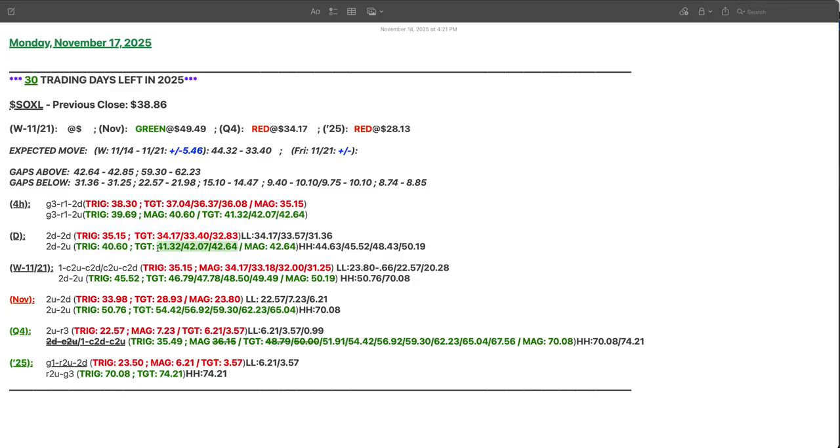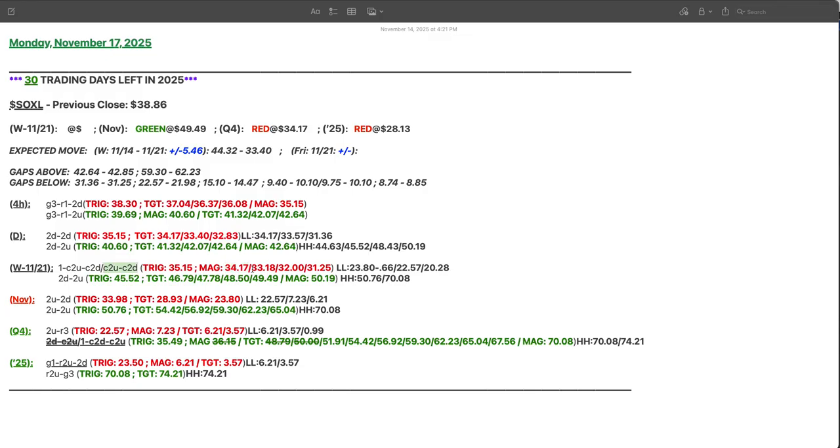So we've got our intermediate targets, basically levels of resistance on the way up to that 42.64. Just taking note of those as possible points of reversal, right? And then the week, like we just talked about, if we go to the downside, that does trigger a 1 combo 2 up, combo 2 down at 35.15. The magnitude is 34.17.